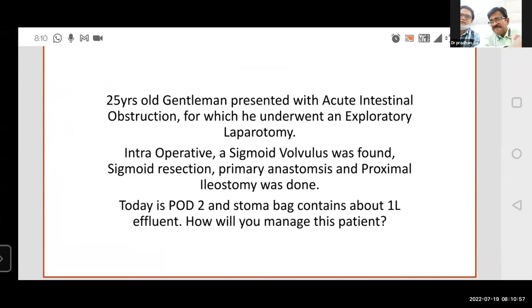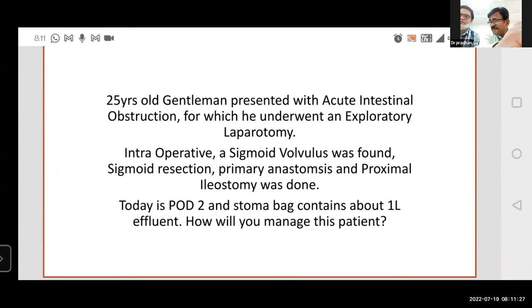To prevent this, diversion. You see, there are two things. One is prevention of the leak. Yes, sir. And if the leak occurs, then the proximal diversion works. What is the idea behind? Does a proximal diversion prevent leak? No, it does not. If there is a technical problem or other problem, it may leak. But if you have a proximal diversion, then the consequences of this leak will be much less.